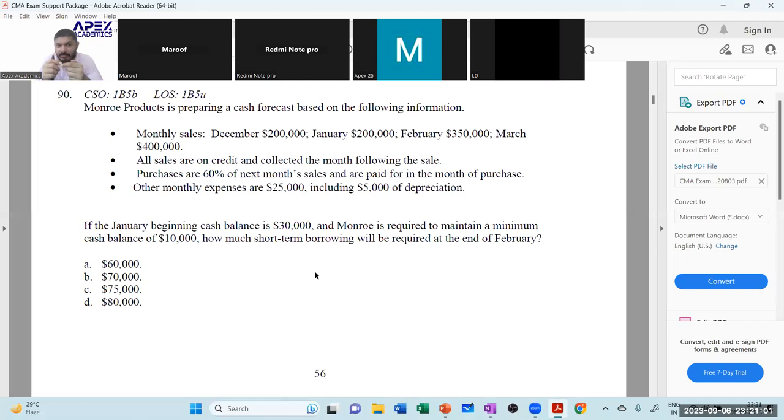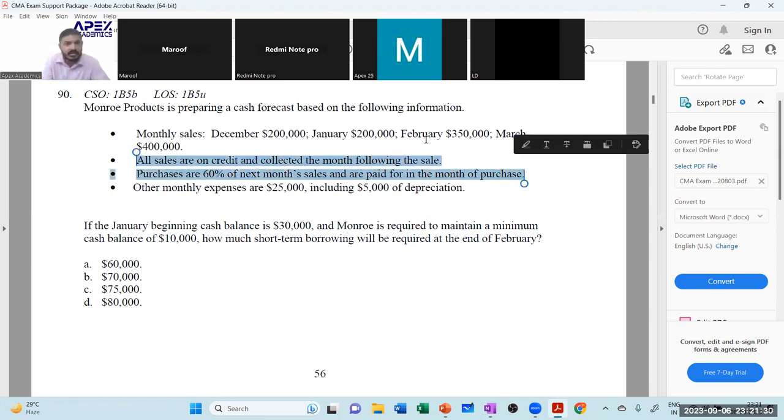Purchases are 60% of the next month's sale and are paid for in the month of purchase. So December will purchase 60% of January and you will pay in December. January will purchase 60% of February and you will pay in January. February will purchase 60% of March and you will pay in February. March will purchase 60% of April and you will pay in March. Do you understand the meaning of these two sentences? I believe I have thoroughly discussed them.